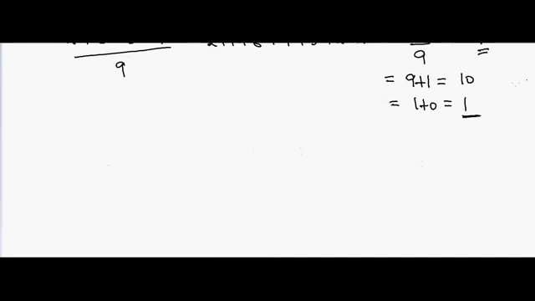Another, much easier example: if I have 73 and I want to divide by 9, we know that 7 plus 3 is equal to 10, and if I divide it by 9, my remainder will be equal to 1.